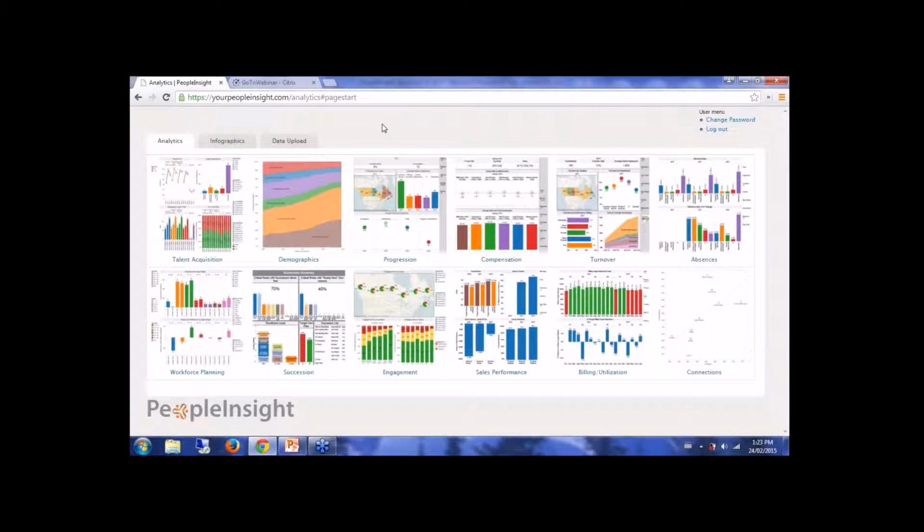Yes. We did have a question around applicant data, and it says, do you have ways to analyze the applicant data so that I can understand an applicant to hire conversion rate?